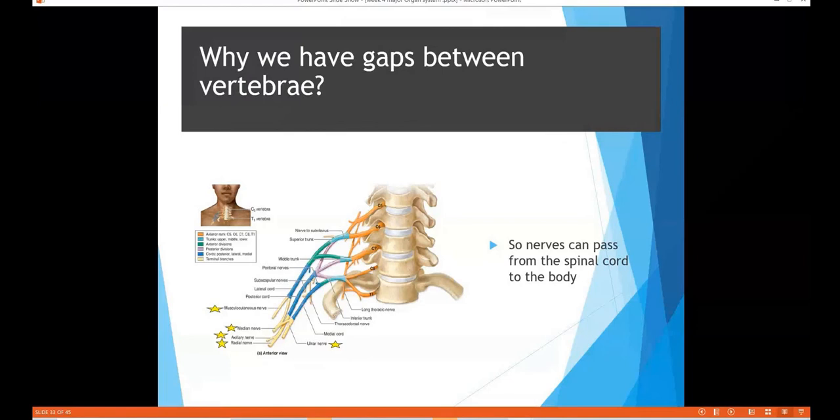Okay, so on this slide we can see why we have gaps between the vertebrae. See, you have these gaps between the vertebrae here, so nerves can pass from the spinal cord to the body.